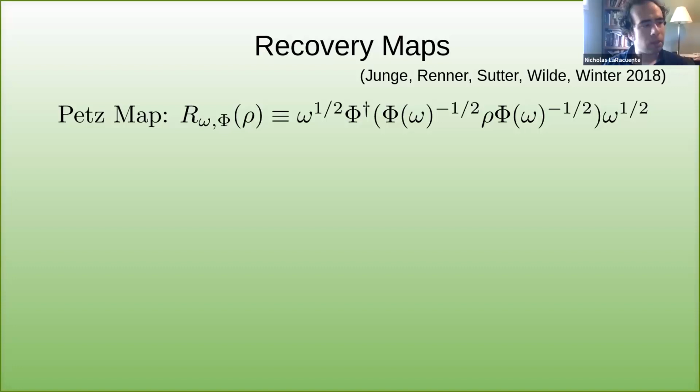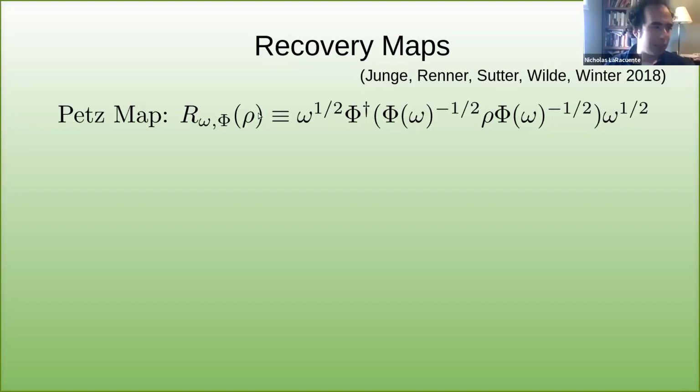But this goes back actually to Petz. Petz introduced a very early recovery map known as the Petz map, which is still very useful today. And what the Petz map does, it takes sort of as parameters a state omega and a channel phi, and then has an input state rho. And this map is guaranteed to invert the action of phi on omega.